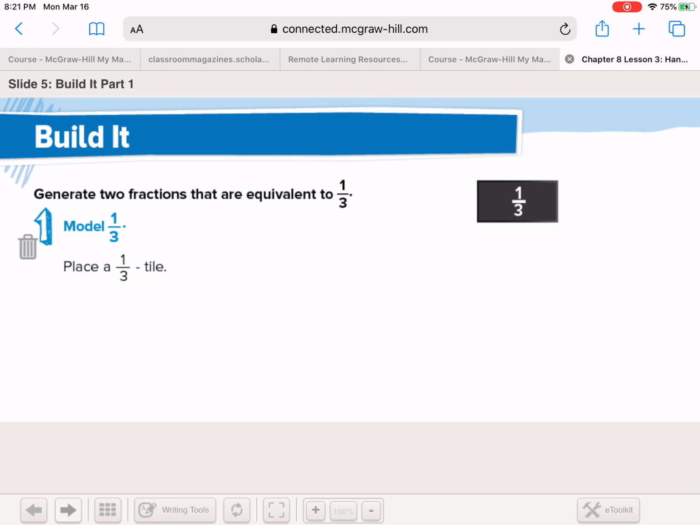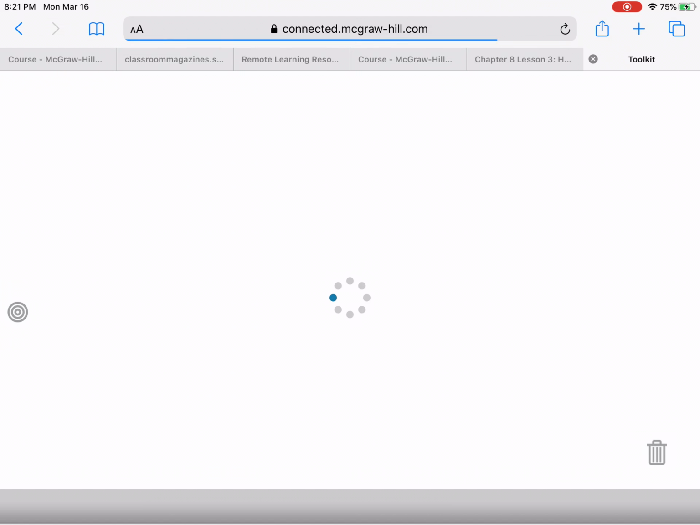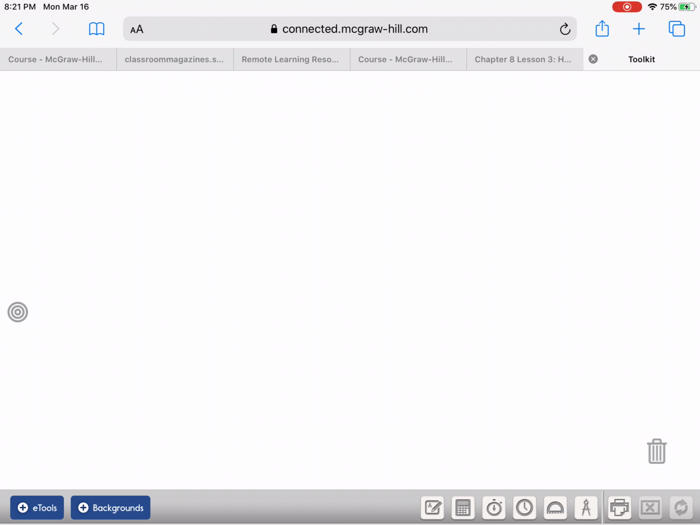All right, so what we're going to do is I'm going to show you how we're going to build fractions that are equivalent to 1/3. So this is 1/3, right? The black tile is 1/3. So now I'm actually going to pull out my e-toolkit. Now you guys can do this too. You can go ahead and find it on your hamburger bar, all right?